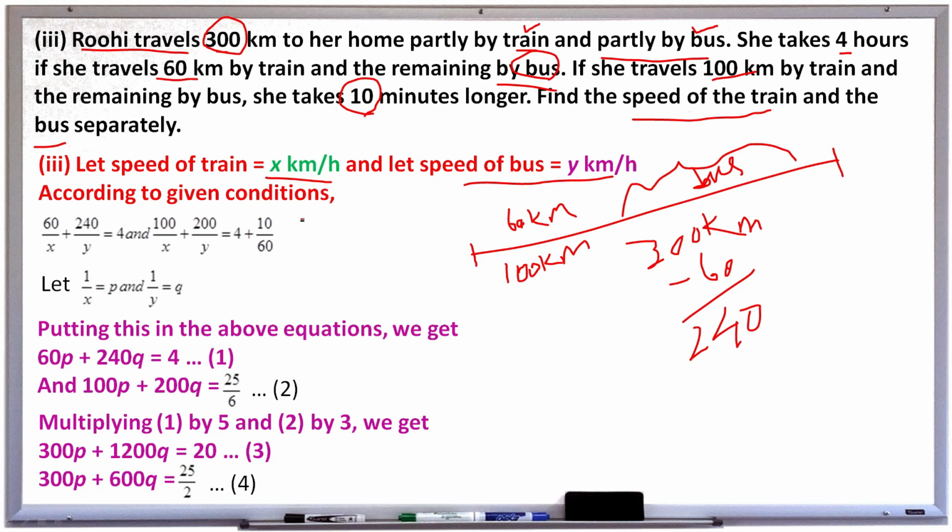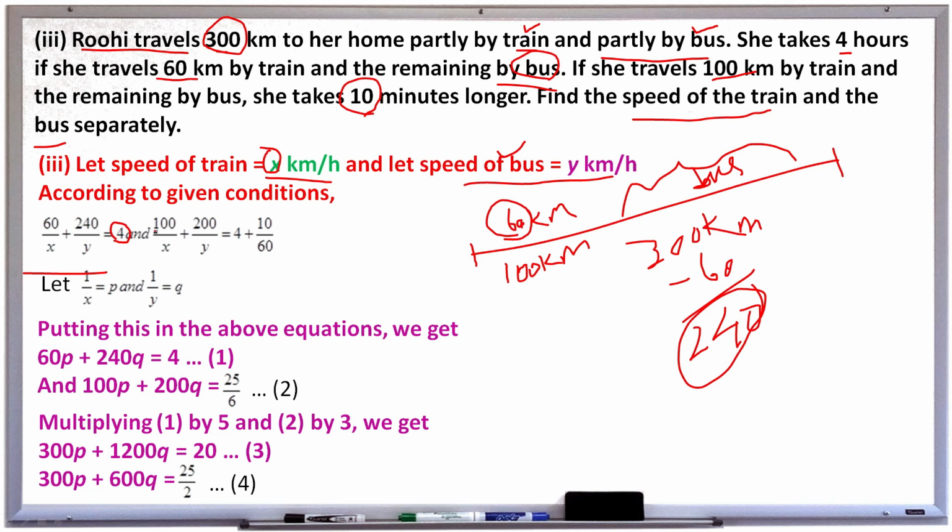According to the condition given, first 60 kilometers, what mode of transport is used? Train. So 60 by x plus the remaining. How many kilometers remain? 240 kilometers she used by bus. How much time has she taken? 4 hours. So 60 by x plus 240 by y is equal to 4.